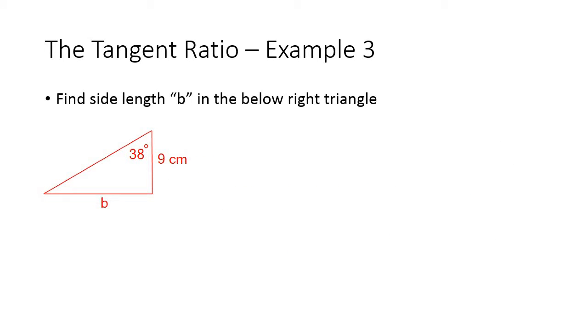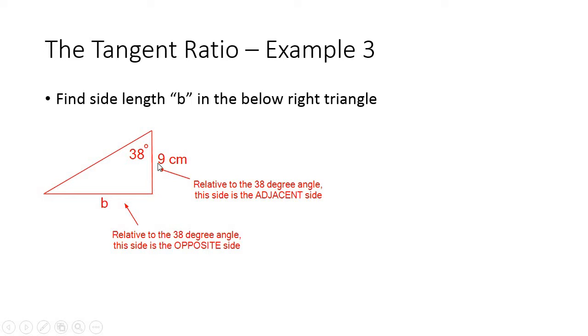So example 3 of the tangent ratio. Find the side length b in the below right triangle. Relative to the 38-degree angle, this side length here is the opposite side length. And this length here, relative to 38 degrees, is the adjacent side. So we're writing out our tan function now. We know what our adjacent side is, our opposite side length, and our angle.